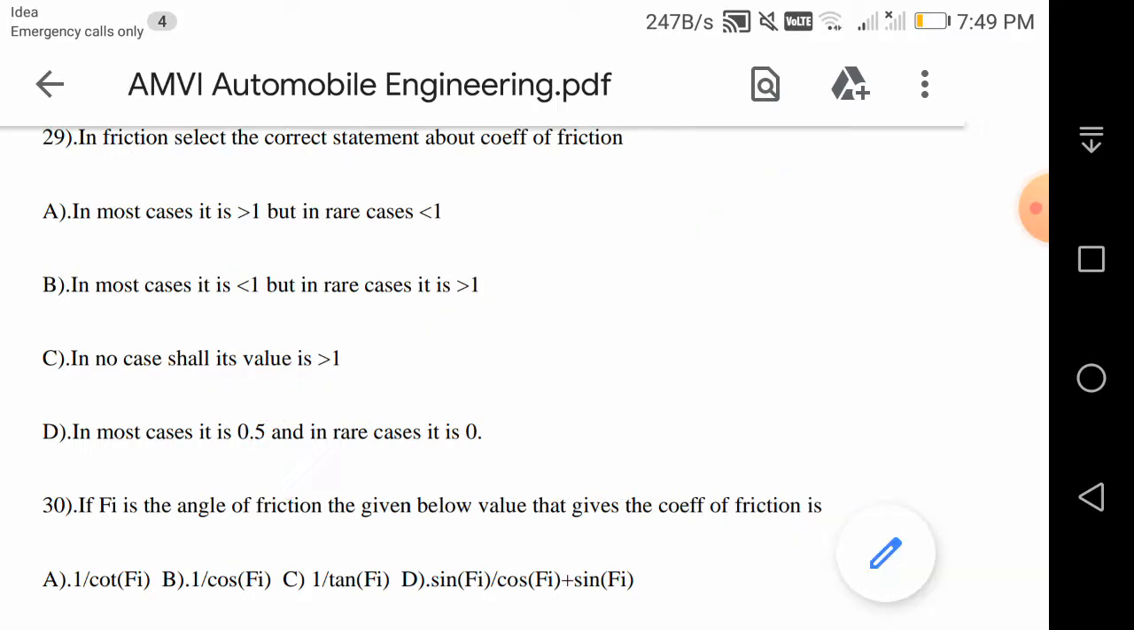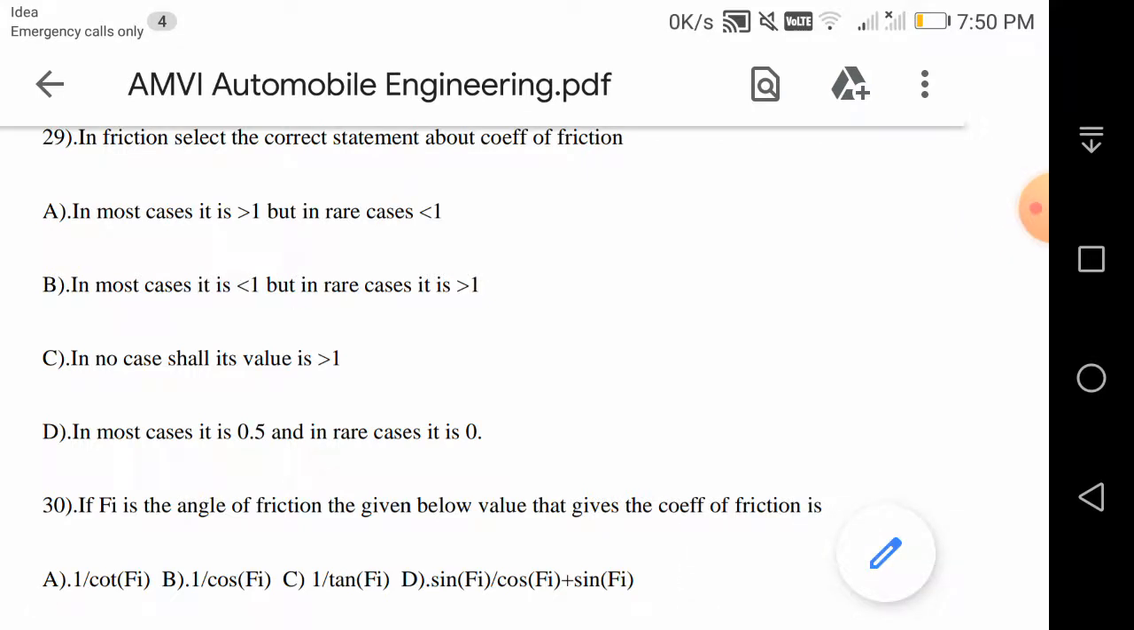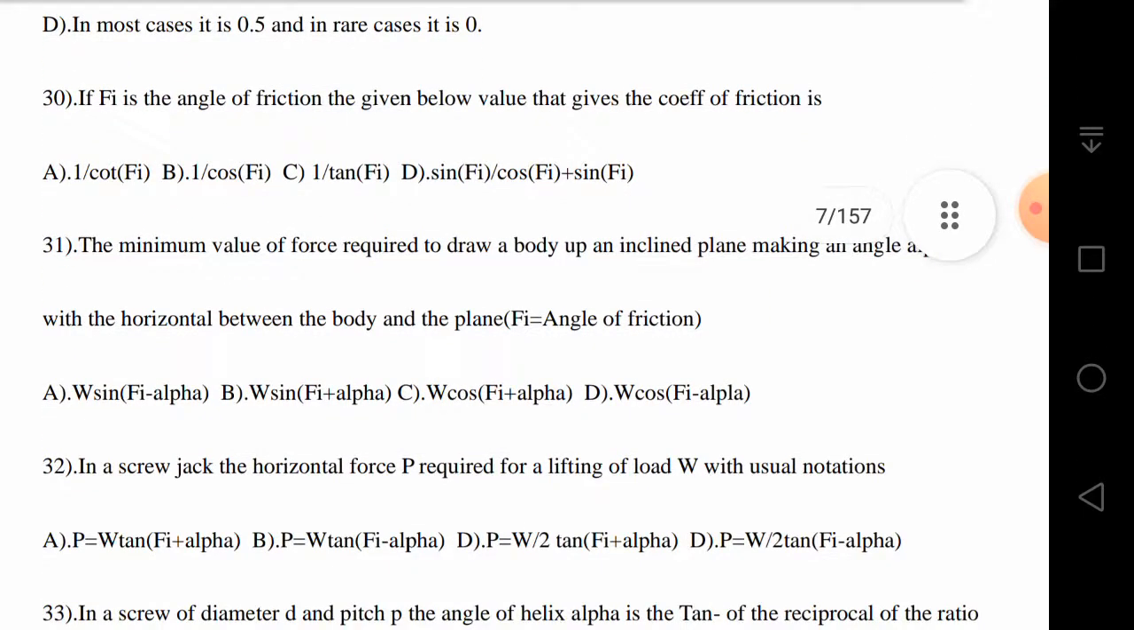Now here the correct answer is B. In most cases it is less than 1, but in rare cases it is greater than 1. All others are wrong answers. In most cases it is less than 1, but in the very rarest of cases the coefficient of friction is more than 1. Let us see the last question for today.